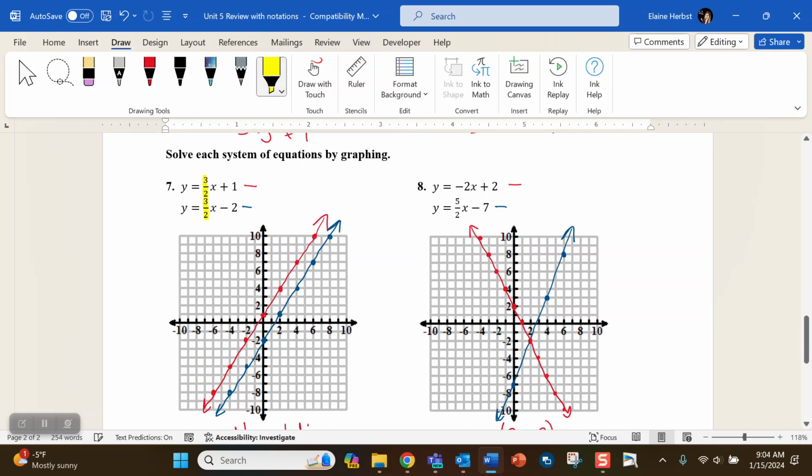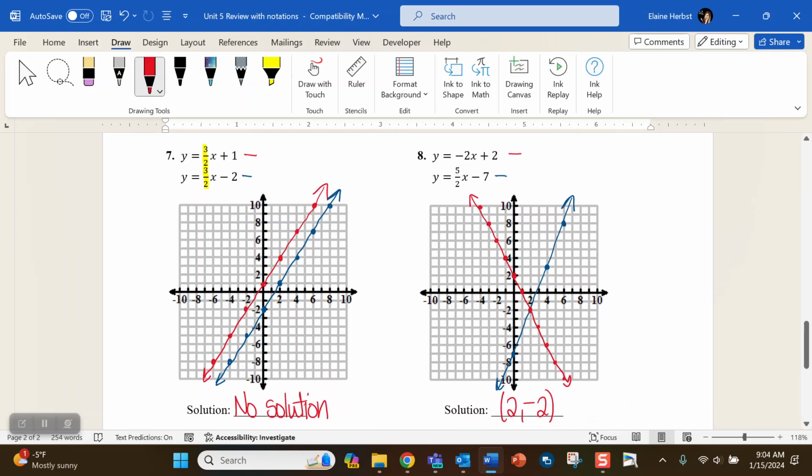They're both 3/2. So from both of those spots, if we're going up 3/2 in the positive direction, these lines are never going to intersect. And so this is one of those instances where we write no solution. There is not an ordered pair that works for both of those lines.